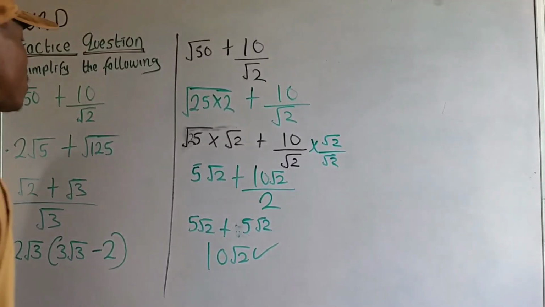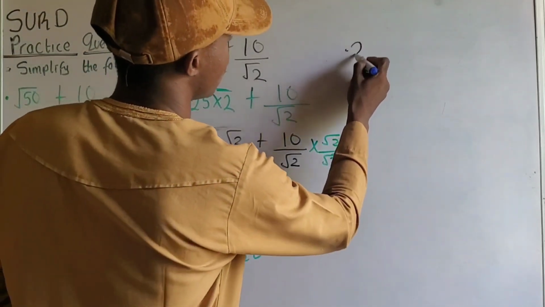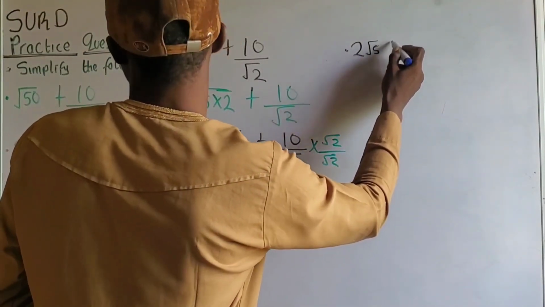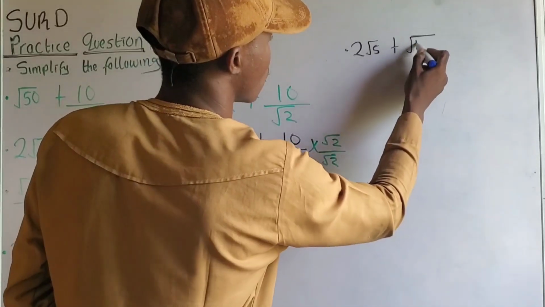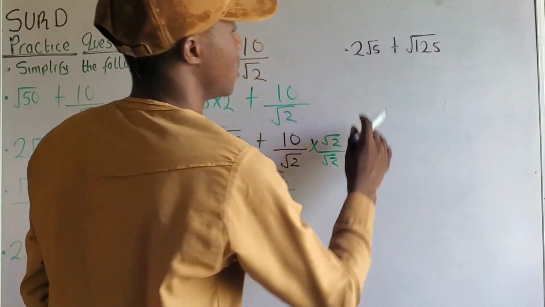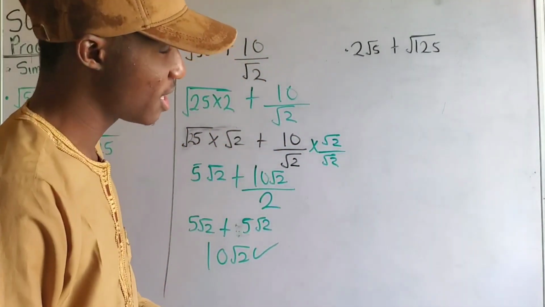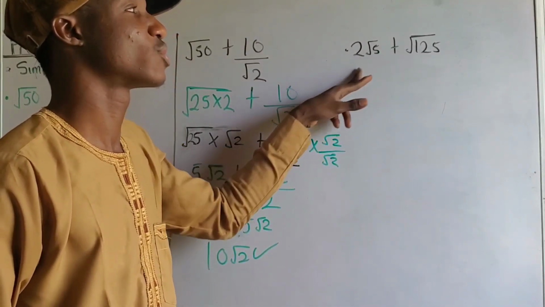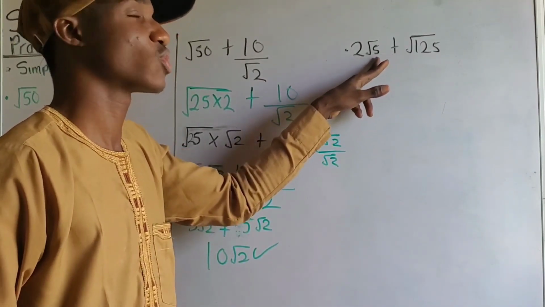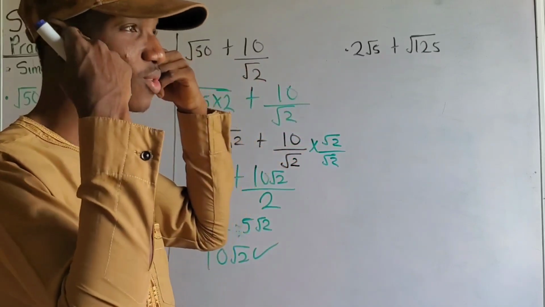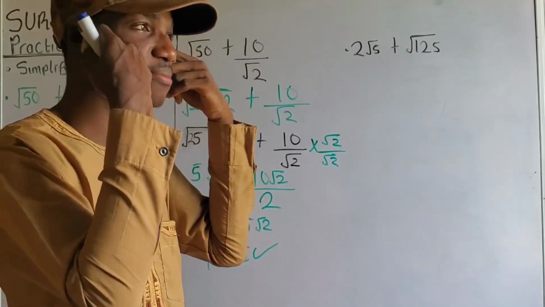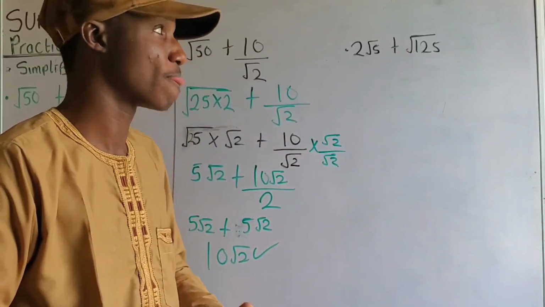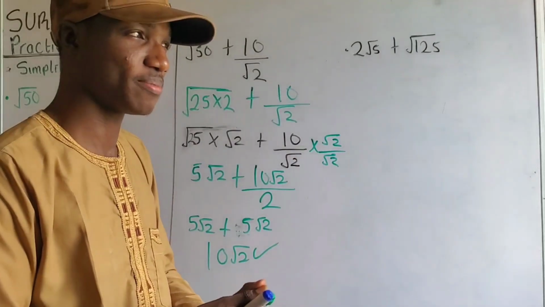We have 2 root 5 plus the square root of 125. Okay? Let me ask you another question. What is the simplest surd in this question? The simplest surd is square root of 5, right? So let us think of a number that if you take the product of that number and 5, you're going to have 125. What is that number?